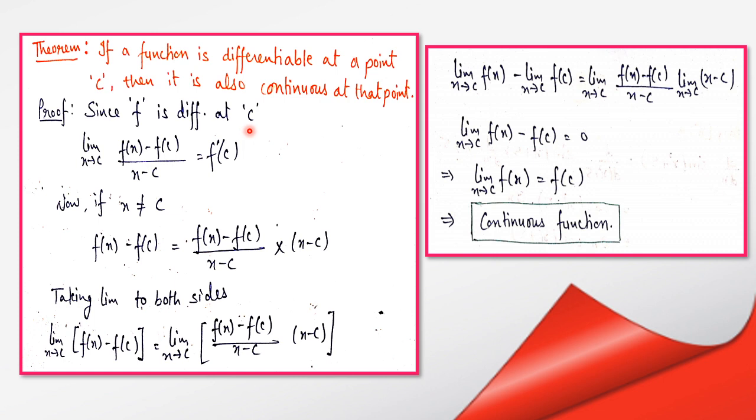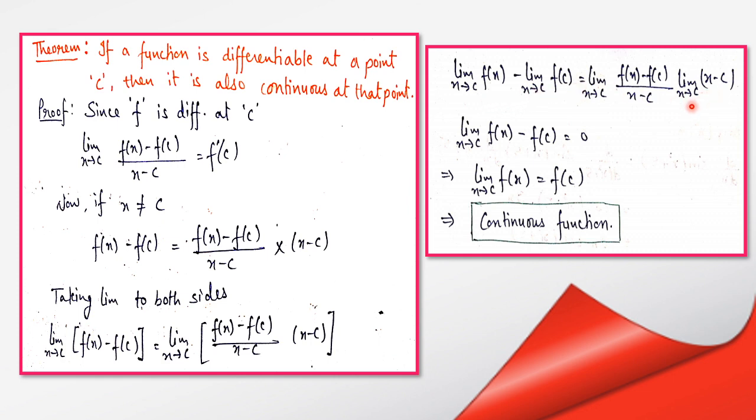Since f is differentiable at c, limit x tends to c f x minus f c upon x minus c is equal to f dash c. Now if x is not equal to c, this thing f x minus f c can be written like this. We are multiplying and dividing with x minus c, taking limit to both sides, then opening the bracket and taking their separate limit.